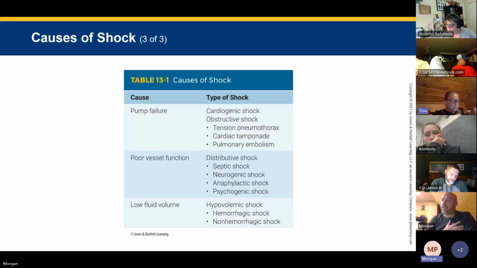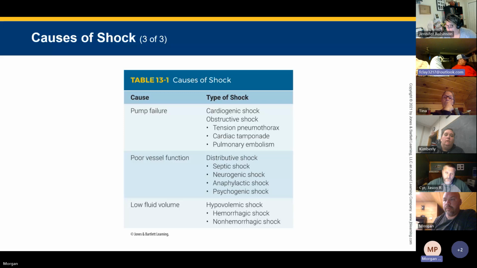So yeah, Morgan. That's the obstructive shock, the tension pneumothorax and all, and the pulmonary embolism. Does that cause the cardiogenic shock? Yes, because it's whatever makes the heart not pump effectively. Okay. So cardiogenic shock is a very broad term. Yes. Okay.